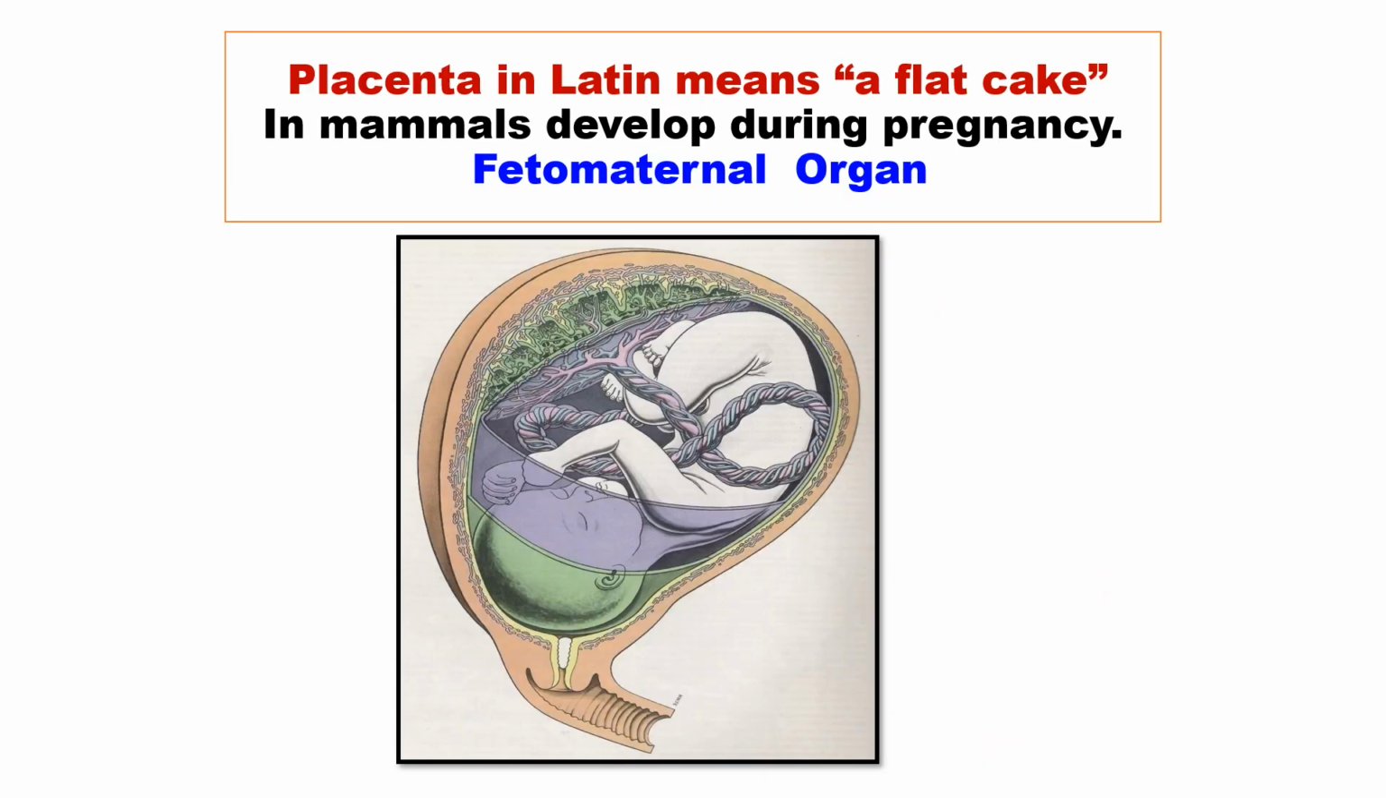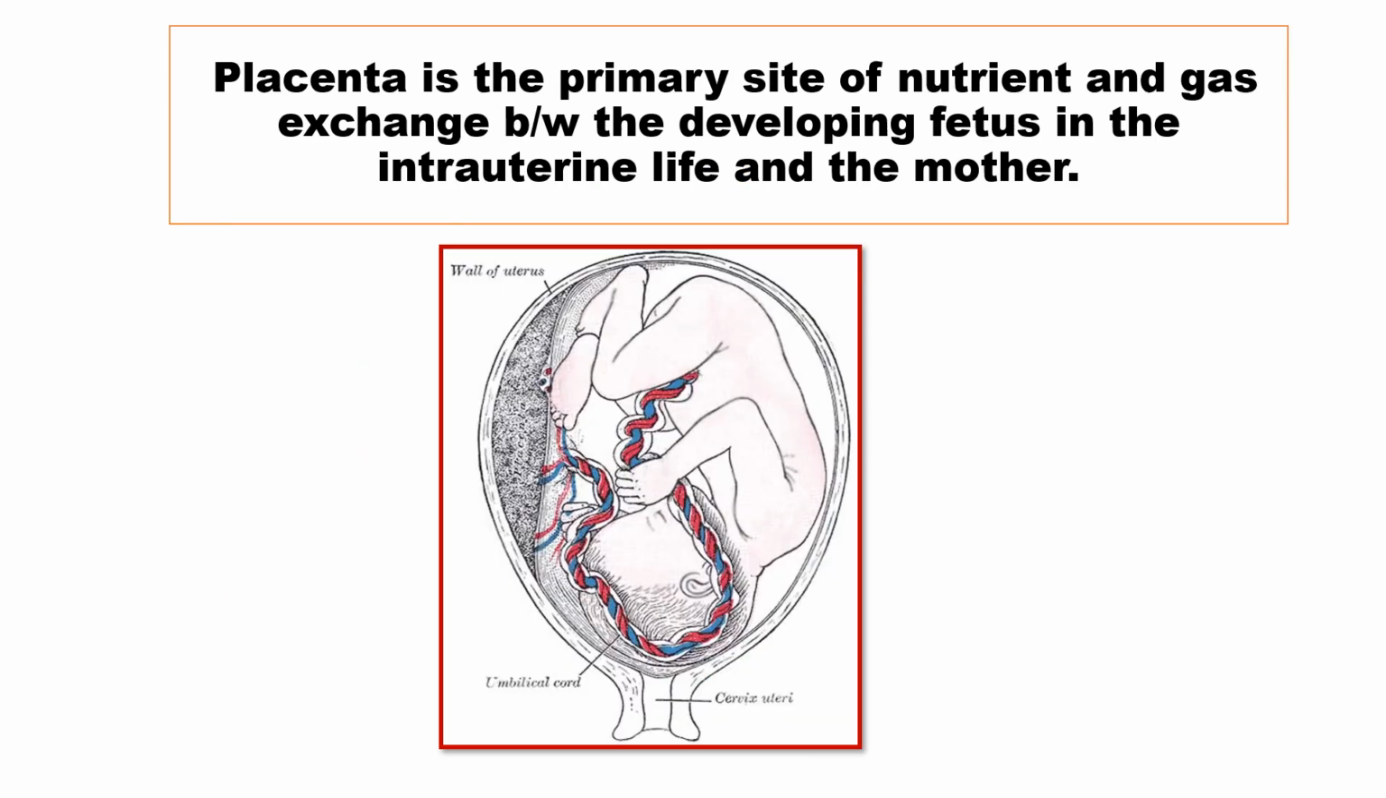Placenta in Latin means flat cake. In mammals, it is developed during the pregnancy. Therefore, it is known as feto-maternal organ. Human placenta is a primary site of nutrient and gaseous exchange between the developing fetus in the intrauterine life and the mother.